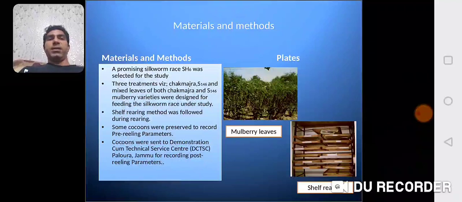Shelf rearing method was followed during rearing. Some cocoons were preserved to record the pre-reeling parameters. Cocoons were sent to the Demonstration cum Technical Service Centre, Paloura, Jammu, for recording the post-reeling parameters.